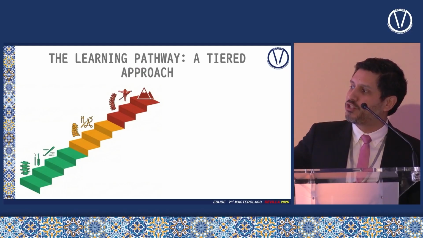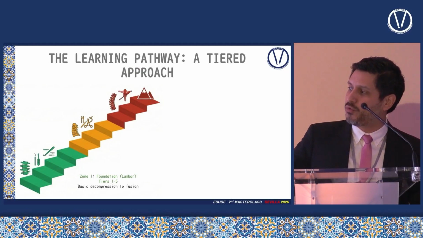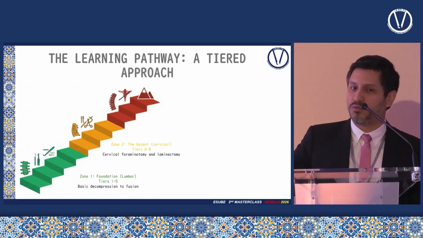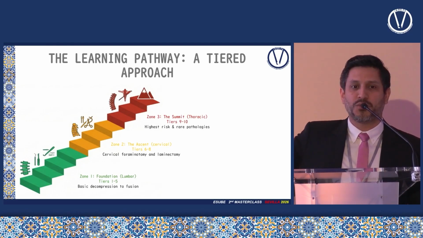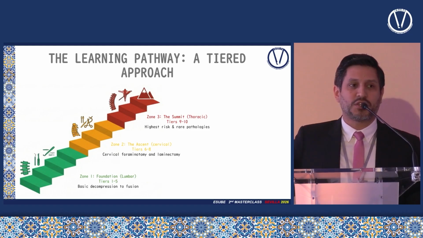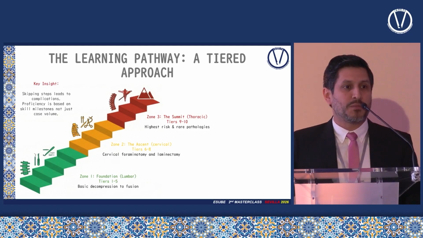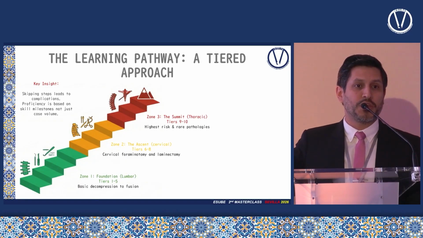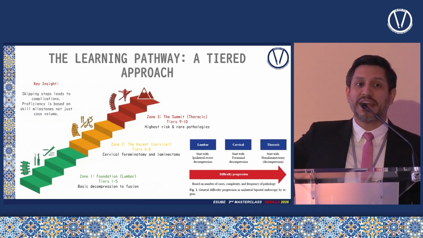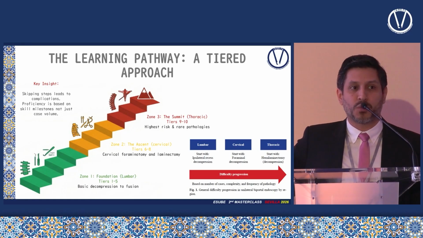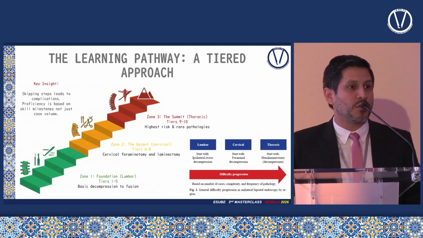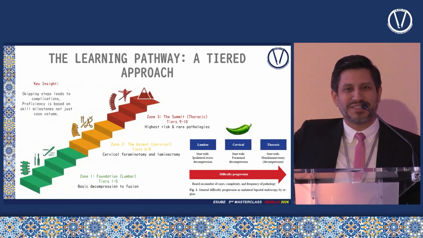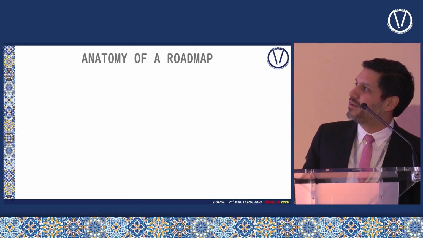So the progression should be like in a stairway, okay? You should start doing lumbar cases. This is the foundation of the stairway. Then you can ascend to the cervical region, and finally to the peak of the summit, which is the thoracic region. And my friends, this is very important. Skipping steps could lead to complications. So you have to be very careful when you're doing your indications to your patients. Why this proposal? Because this is a difficulty progression based on number of cases, number of pathology, and complexity of the procedures. So I think there is no debate. It's a mild debate. We can discuss about this later.